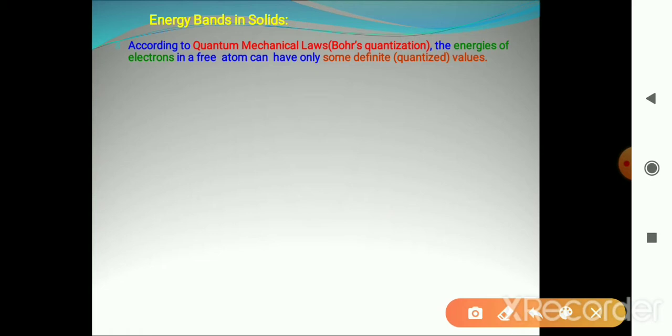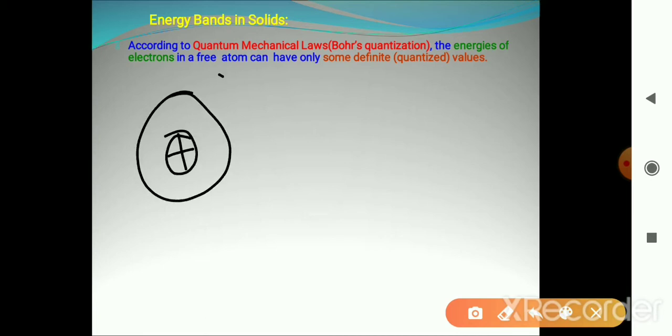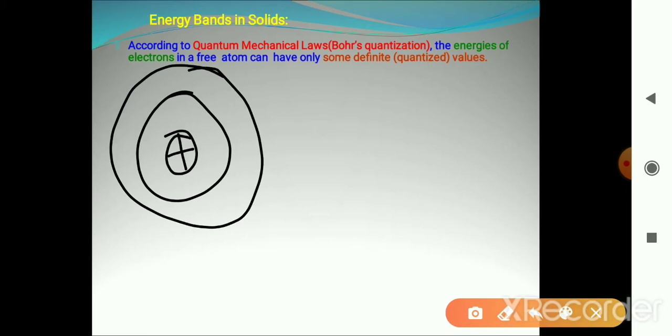You're already aware that an isolated atom has well-defined energy levels. I am showing you an atom with positive nucleus and orbits around it. All the valence electrons have well-defined energy levels according to quantization condition or quantum mechanical laws.